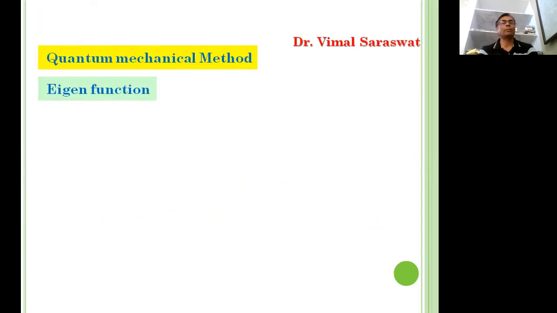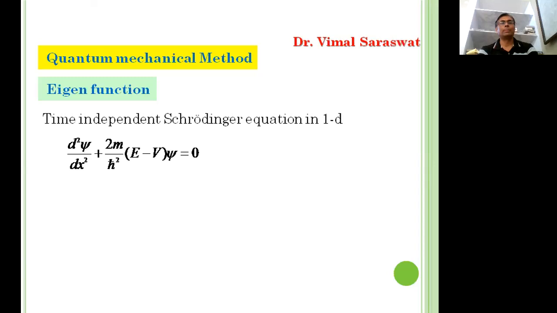The square of the magnitude of the wave function or eigenfunction provides us the probability of finding the particle at a particular time. Now the time independent Schrodinger equation in one dimension is d2 psi by dx2 plus 2m upon h cross square (E minus V) into psi equals 0. Here m is the mass of the particle, h cross is the reduced Planck's constant, V is the potential energy, and psi represents the eigenfunction.